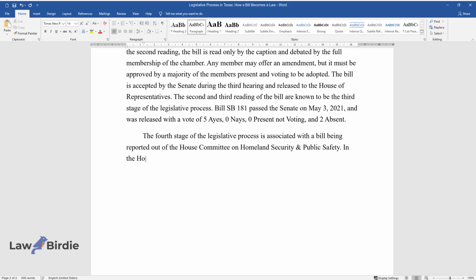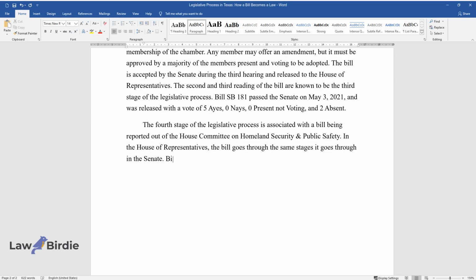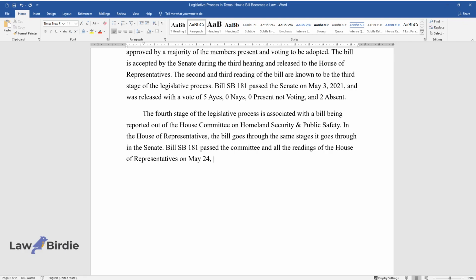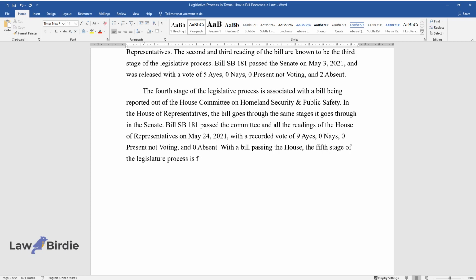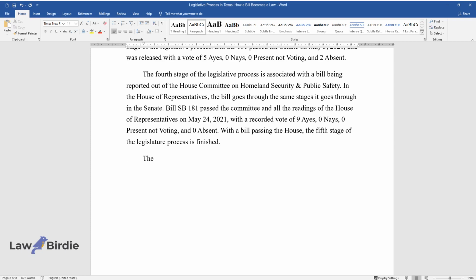In the House of Representatives, the bill goes through the same stages it goes through in the Senate. Bill SB 181 passed the committee and all the readings of the House of Representatives on May 24, 2021, with a recorded vote of 9 ayes, 0 nays, 0 present not voting, and 0 absent. With the bill passing the House, the fifth stage of the legislature process is finished. The sixth stage of the legislature process is being signed by the governor.